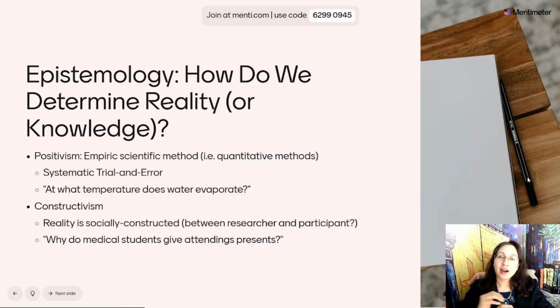So once we've figured out how we're going to define reality, we then need to look at the epistemology, which is how do we determine reality or how do we determine knowledge? Again, on the quantitative side, this is usually through positivism. Now, positivism is telling us that there's one single absolute objective truth that defines reality, and now we want to find it. So we're going to use empiric scientific method. We're going to use systematic trial and error until we find that one singular truth.